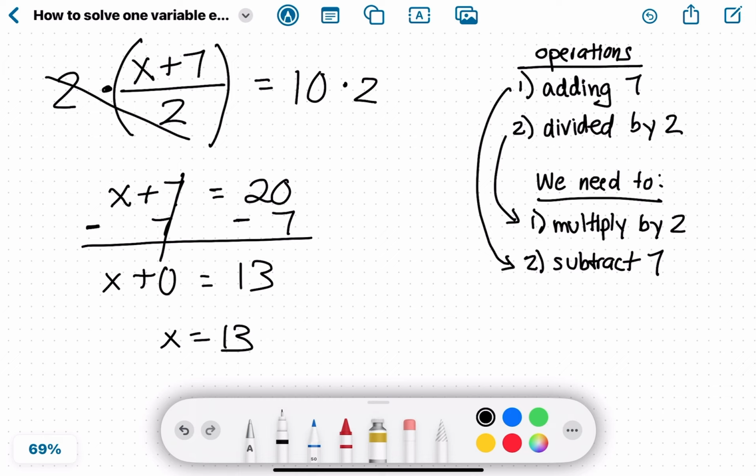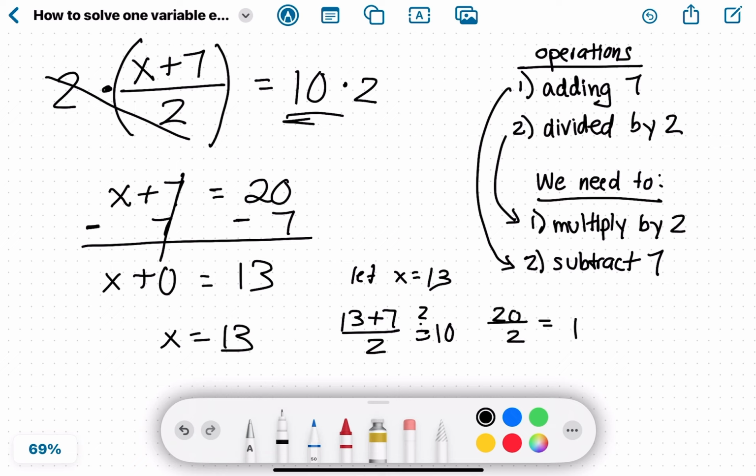And if you're skeptical, you could always check. You could always plug in what you got for x as x in the equation to make sure you still get 10. So we could do that right now. Let x equal 13. 13 plus 7 over 2. Does that equal 10? Let's see. 13 plus 7 is 20. Divided by 2. 20 divided by 2 is 10. So yes, 10 is equal to 10. 13 is correct. There we go.